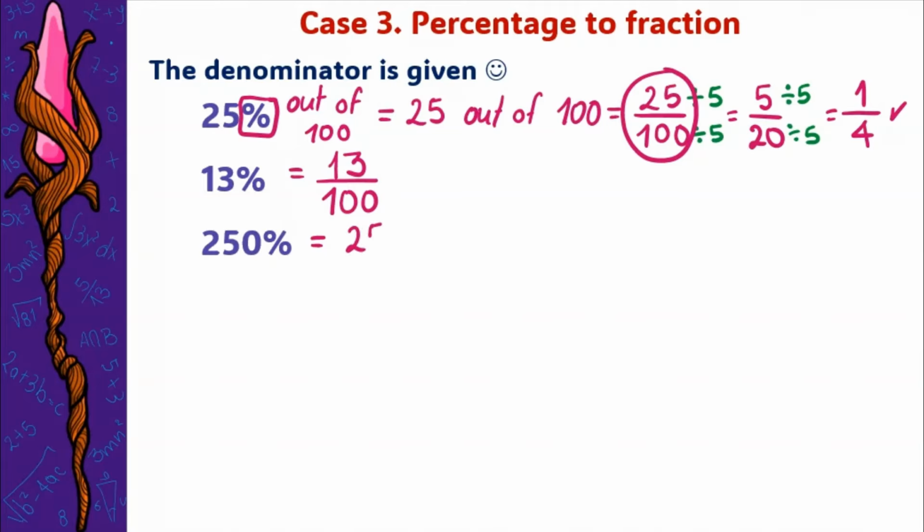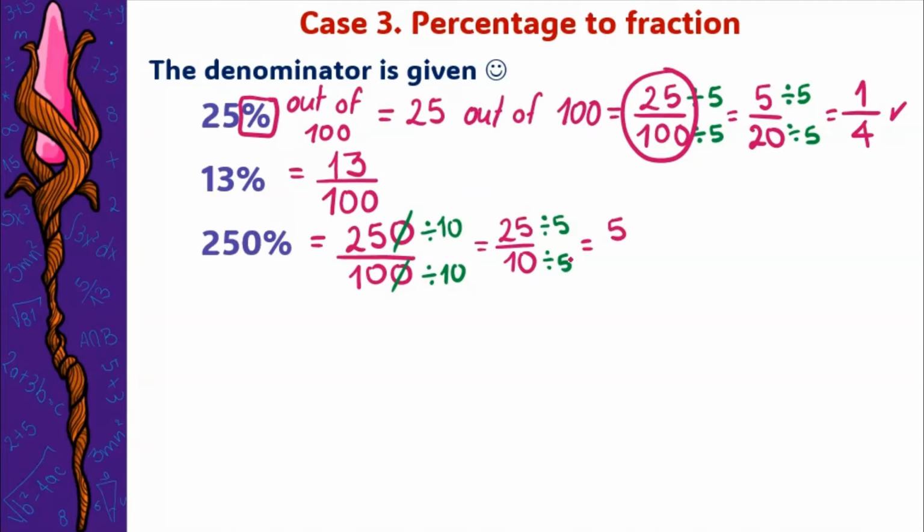250%. So 250 over 100. Again, we simplify. We can divide by 10. Divided by 10 is easy in this case because we can just cancel the zeros basically. That is going to give us 25 over 10. At this point, it's easy to realize that we can divide by 5. 25 divided by 5 is 5, 10 divided by 5 is 2. We cannot simplify anymore because they are both prime numbers. So the fraction is 5 over 2. Now this is an improper fraction because of course 250% is more than 100. So it has to be more than 1.